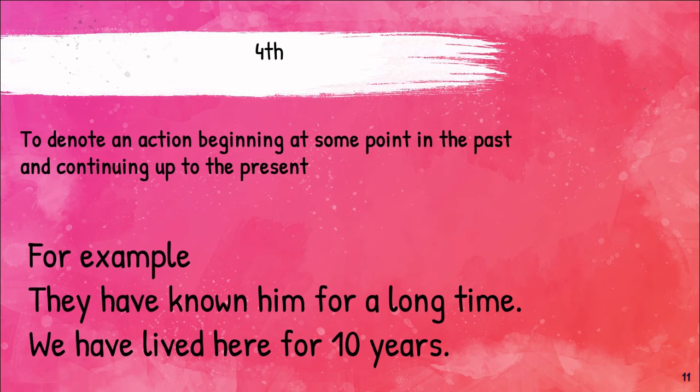They have known him for a long time. We know that they have known him for a long time, but this action started at some time and it still continues. The next sentence is, we have lived here for 10 years. In this sentence, we are discussing that 10 years prior we started living here and still we are living here. So all the actions which begin at some time in the past and still continue in the present, we discuss with the help of present perfect tense.